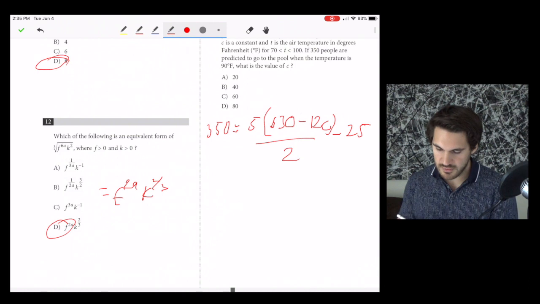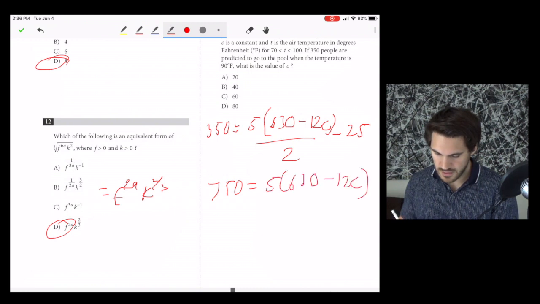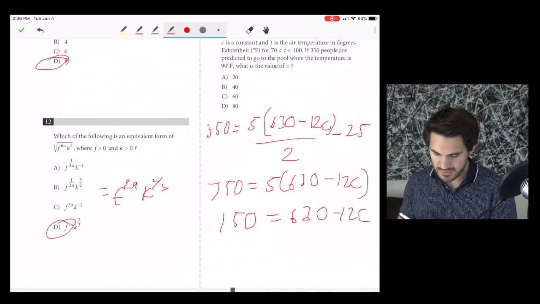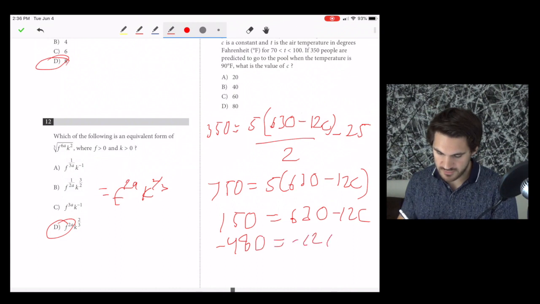So 375, I'll add 25 to both sides and then multiply by 2. So 375 times 2 is, let's see, 750. Divide both sides by 5 now. That's going to give us 750 divided by 5, 150. So 150 equals 630 minus 12c. Subtract 630 from both sides. That's going to get us negative 480 equals negative 12c. So c equals 40. Wasn't that exciting?